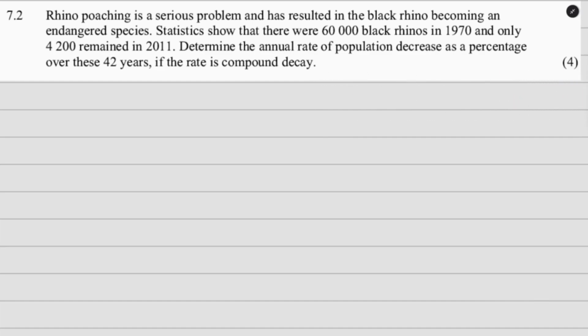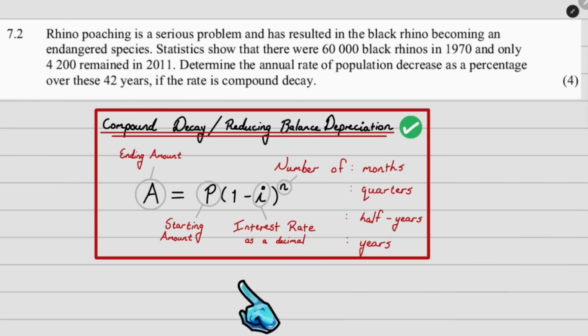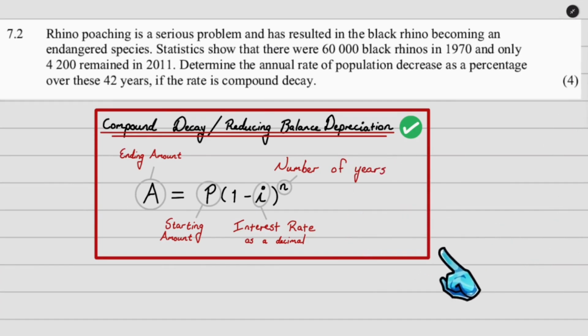It's like compound interest, but with a minus instead of a plus. And how I like to see it is A is the ending amount, P is the starting amount, your interest rate, and remember it must be a decimal, and that's what we're solving for. So we're going to leave that behind, and N will qualify as the number of months, quarters, half years, or years, depending on how this thing is being compounded. Population decrease is always compounded in years, so we can get rid of these three. And now we can pop all our stuff in.